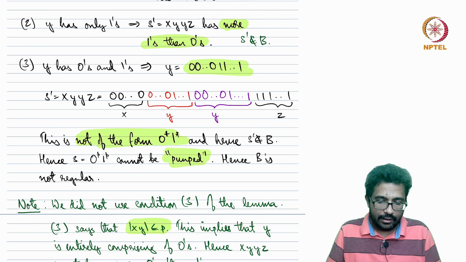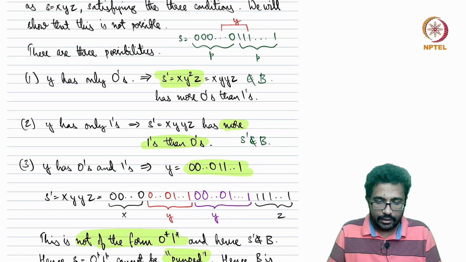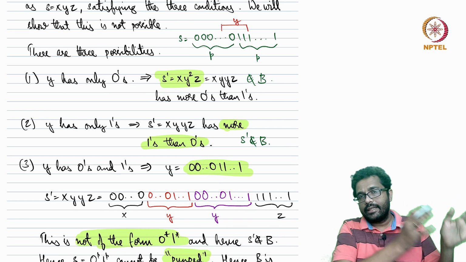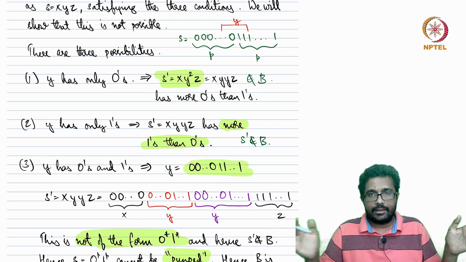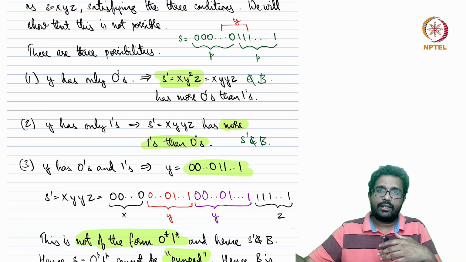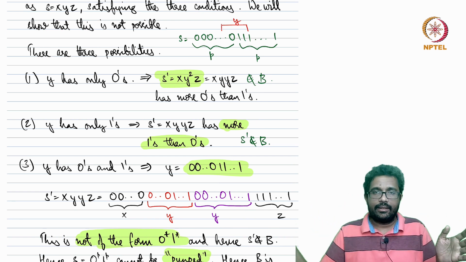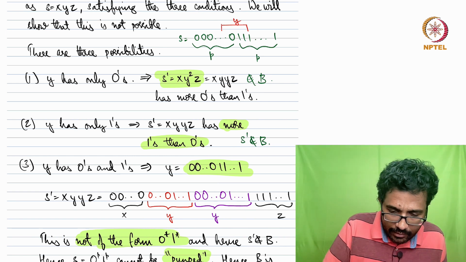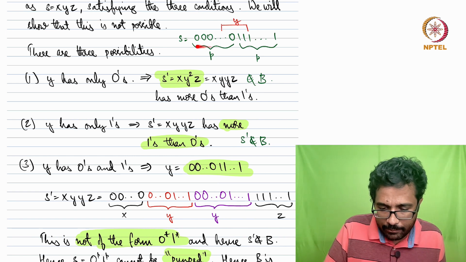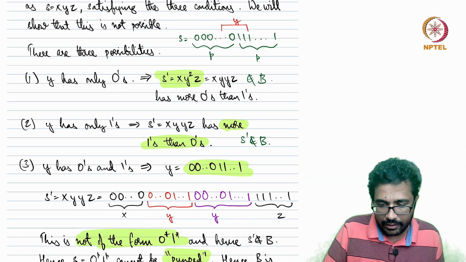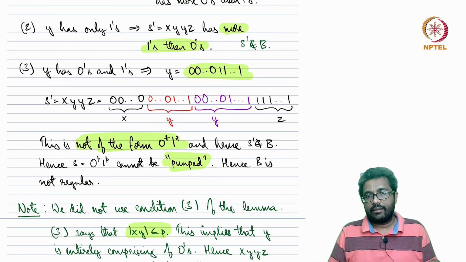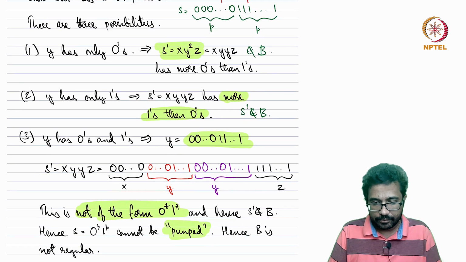If we had used the third condition, the length of xy is at most p, and we know that xy is the initial part of the split x, y, z, where z is the last part. So xy is within the first p symbols. It need not be exactly p symbols, it could be less than p symbols.